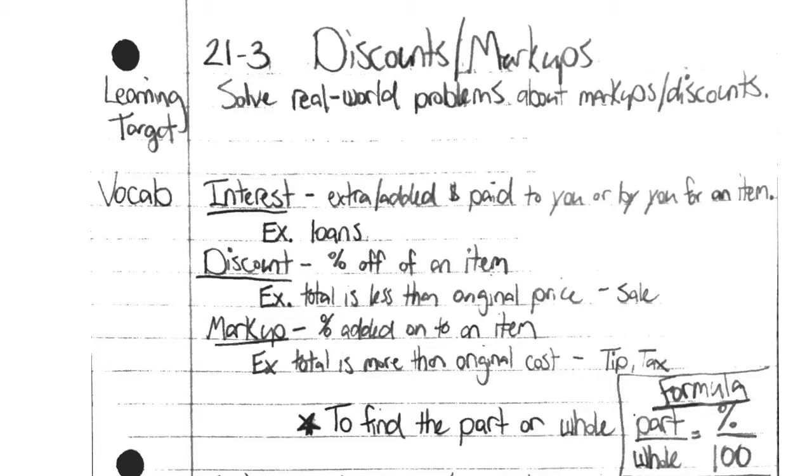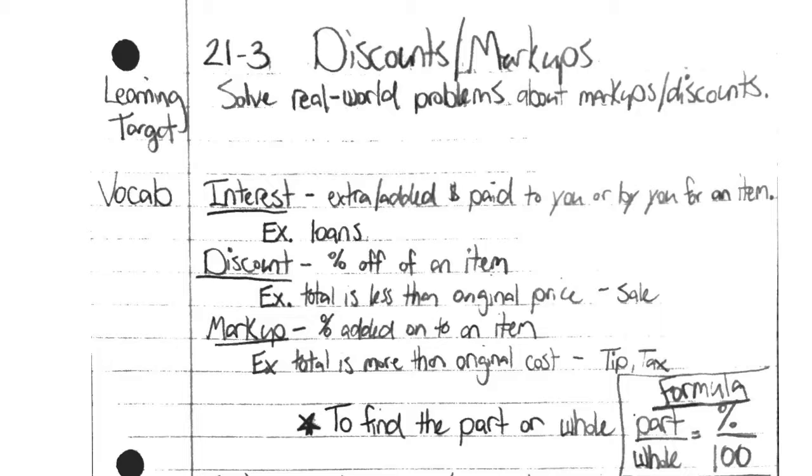Hey, sixth graders. We are working more today with our part over whole, percent over 100, but today we're going to do some real world problems. So first off, our learning target is we are going to solve real world problems about markups and discounts. Now, if you're not sure about some of the vocabulary, we are going to define a few things that you might see today in your story problems that maybe you didn't know before.